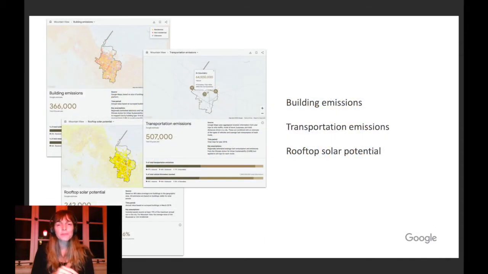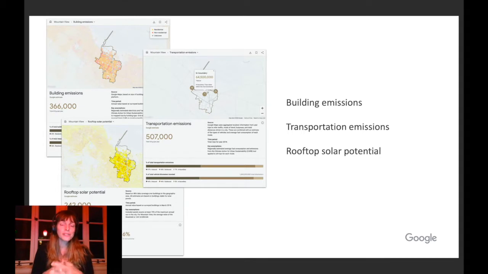So Environmental Insights Explorer is a tool where cities can go and see annual data for building and transportation emissions in their city, which is based on Google Maps buildings data and Google Maps traffic data aggregated for the entire city and for the entire year over year. And you can also see their rooftop solar potential data, which we've calculated from Google Maps 3D building data. And so we take all these annual emissions and solar data and we make it freely available on this tool.